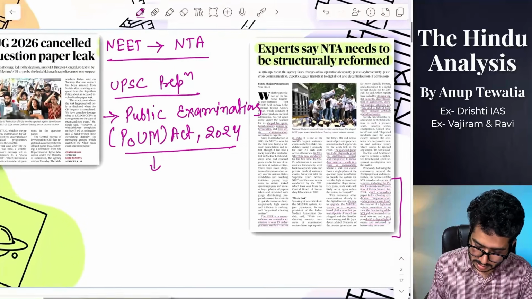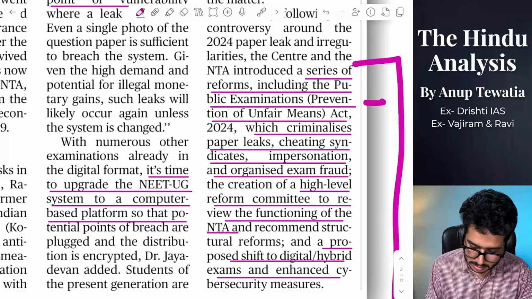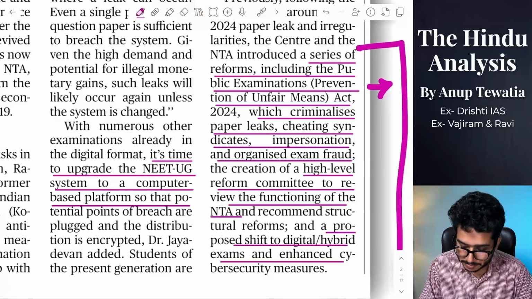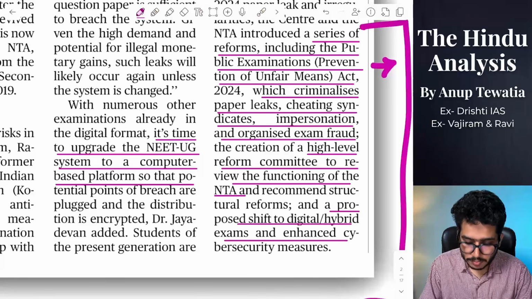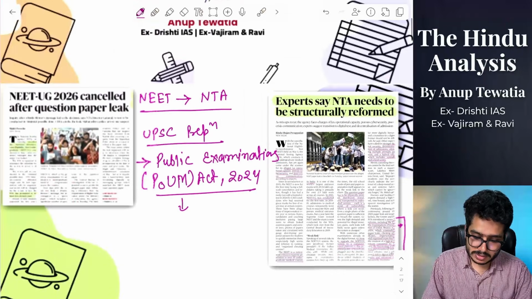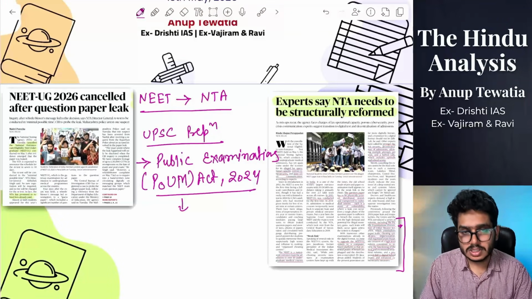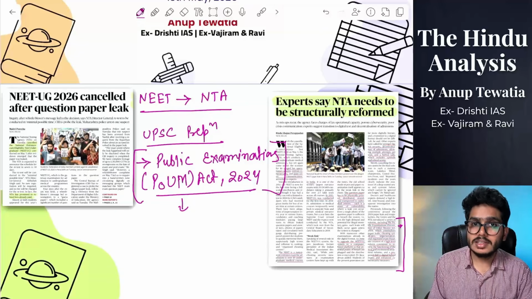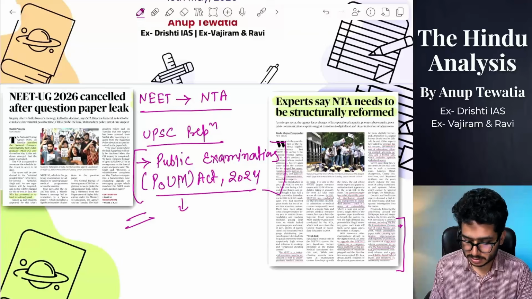If you can see, the Prevention of Unfair Means Act criminalizes paper leaks, cheating syndicates, impersonation, and organized exam fraud. That is what we need to understand. Other than that, this news is of no use for us. So you can go ahead and read the news if you want, but the only thing required to be understood from here is this act. So let's move forward.